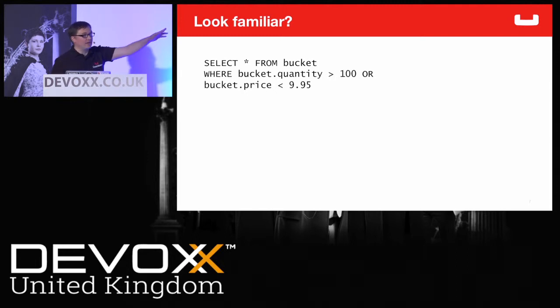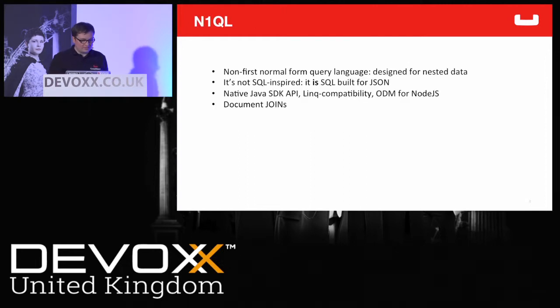Here, a bucket is a kind of a namespace in Couchbase, so you're selecting from a bucket, very much like selecting from a table. You're specifying your query parameters as normal, and that's it really. It's very, very familiar. So why N1QL? It's a non-first normal form query language. One of the things about relational databases is, you can only have one piece of data in every single cell.